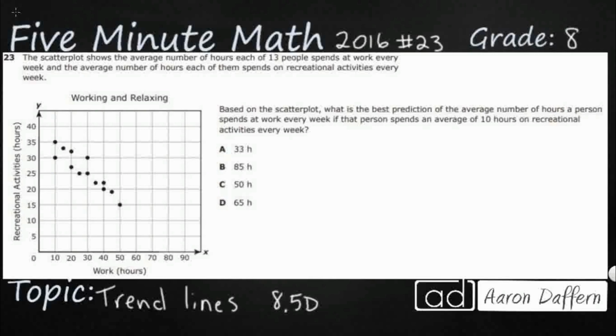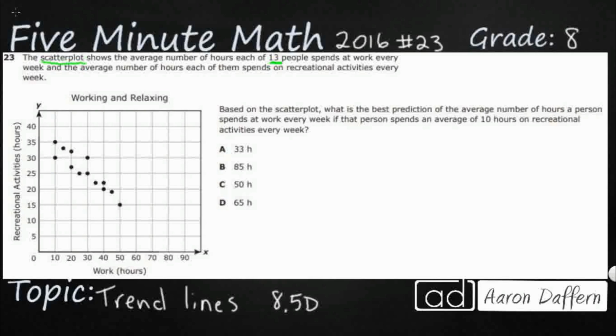So we've got a scatter plot here that shows the average number of hours each of 13 people spends at work every week, and the average number of hours each of them spends on recreational activities every week. These 13 people are represented by these 13 dots, right? It is a scatter plot, so it's not going to be 100% accurate in regards to a straight line, but we are at least getting some type of trend here. Looks like it's sloping down.